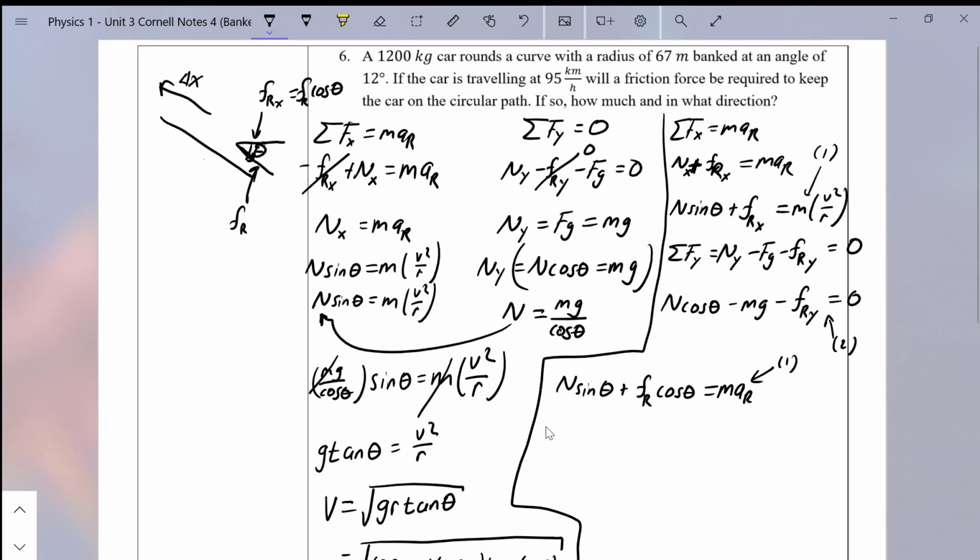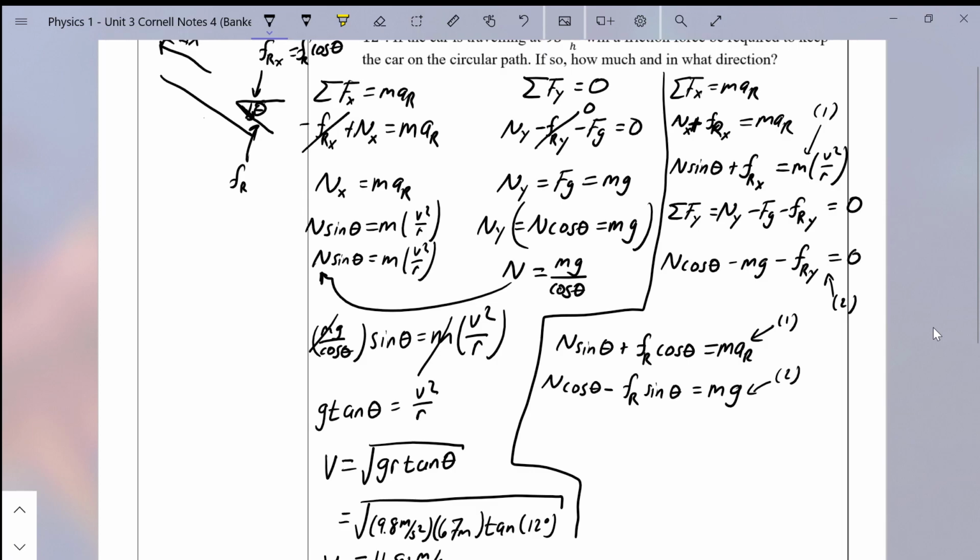And equation 2, using a similar thing, is n cos theta minus mg. Actually, let's go ahead and forget that. So it's n cosine theta minus Fry, which is Fr times sine theta. And if we move our mg to the other side by adding mg to both sides of equation 2, this is what we get.